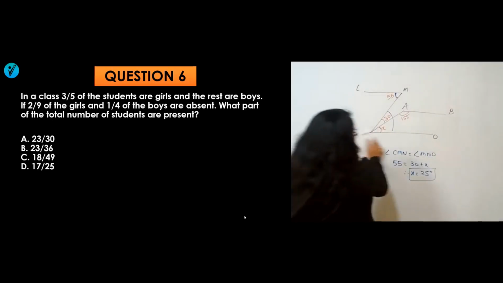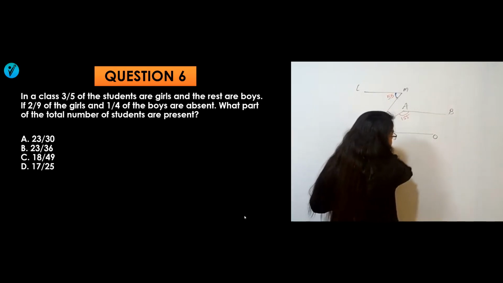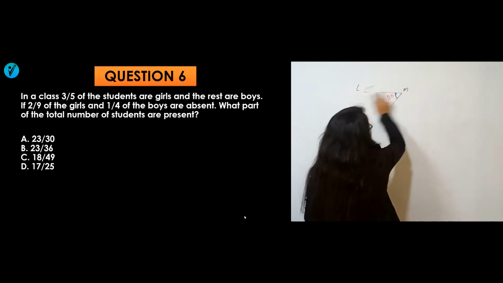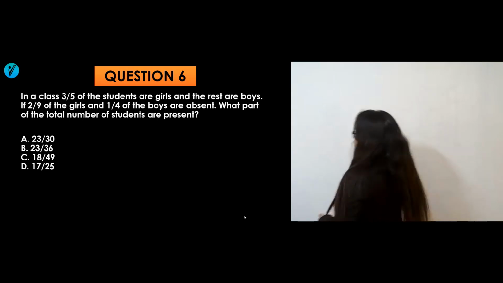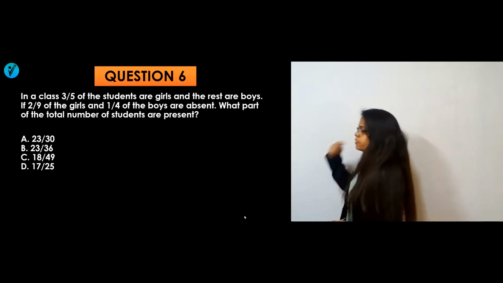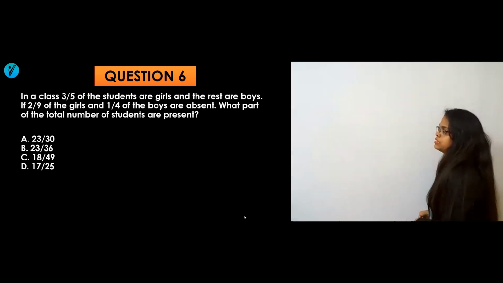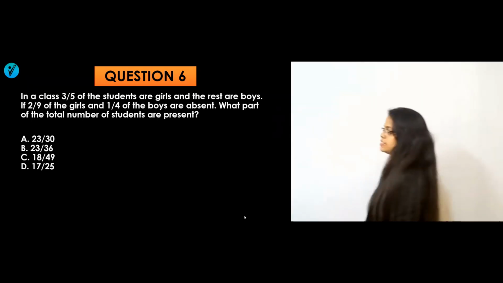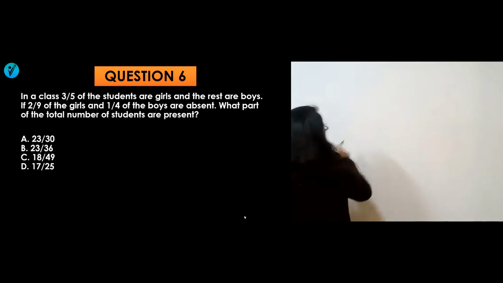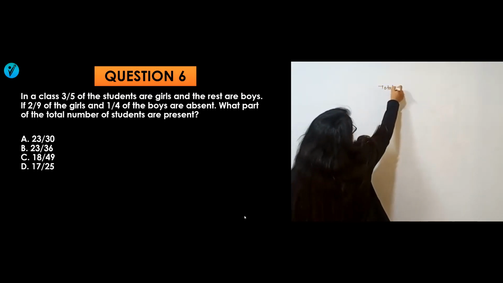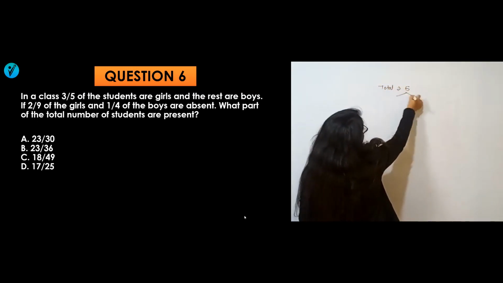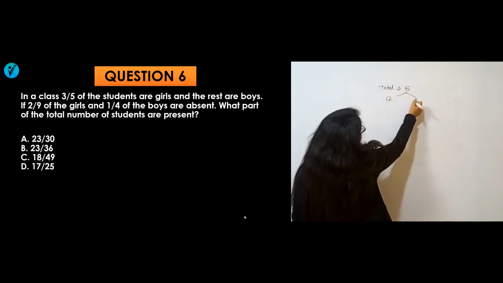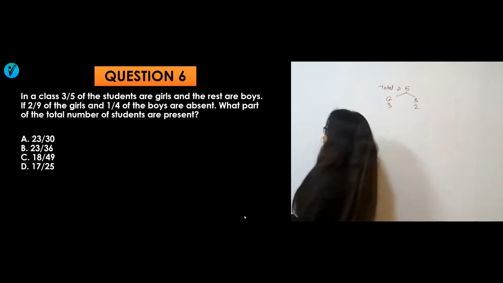Question number 6 is here. What are they saying in this one? Let's understand. In a class, 3 by 5 of the students are girls and the rest are boys. In a class 3 by 5. That means if I say that total students are 5, in which girls are 3 and boys are 2.